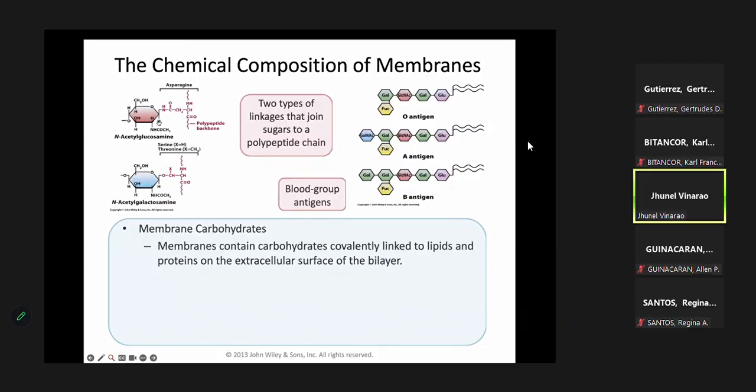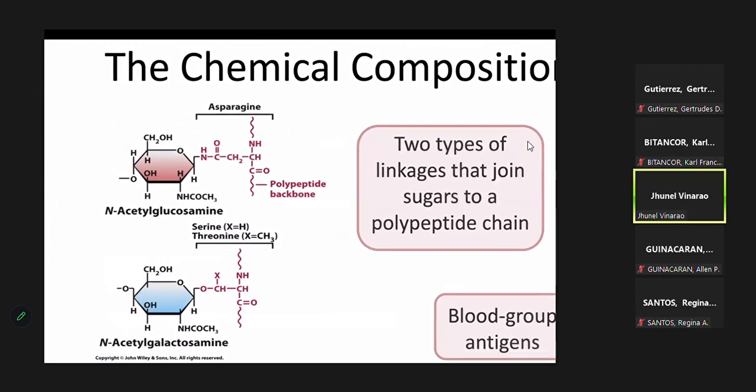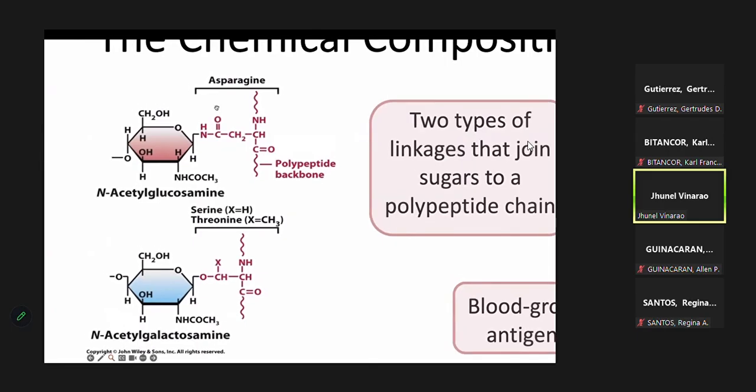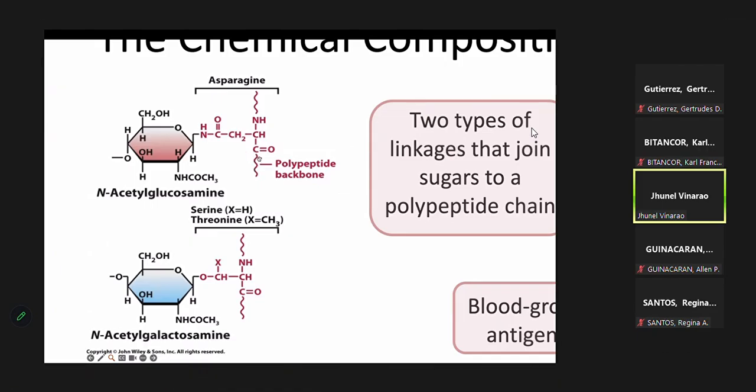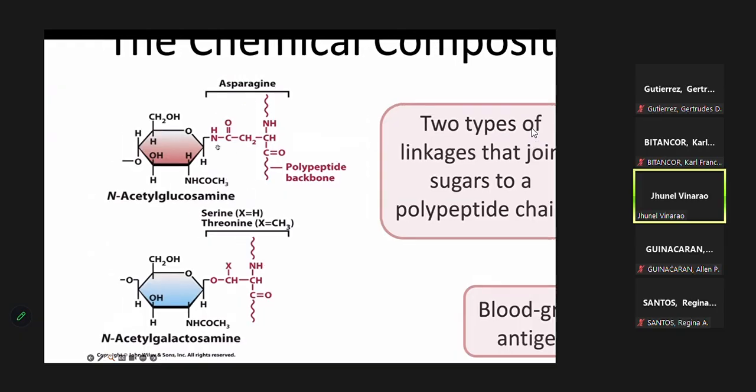So we also have two types where a protein can be conjugated or bind to a carbohydrate. This is the common one, the amino acid asparagine, and this one is serine or threonine. These curve-like lines are polypeptide backbones or can be a peptide bond. So they can bind.